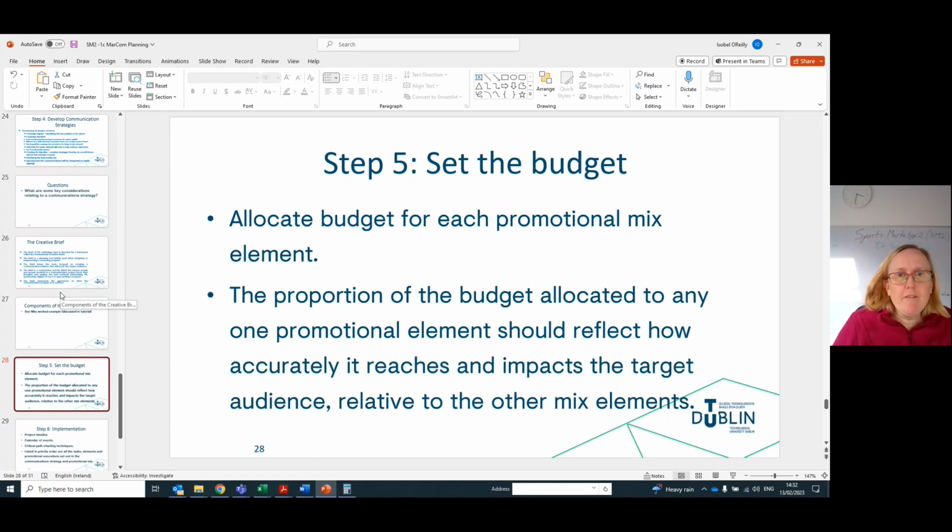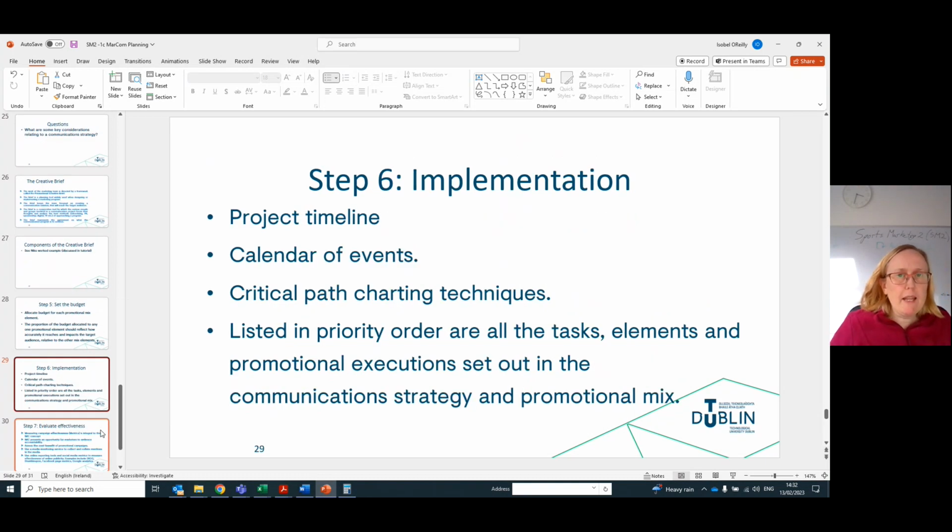So step five then is set the budget. Allocate a budget for each promotional mix element. The proportion of the budget allocated to any one promotional element should reflect how accurately it reaches and impacts the target audience relative to the other elements. So we should know exactly what we are trying to achieve with each element and get value for money. And then the sixth step is put the plan in place, do it.